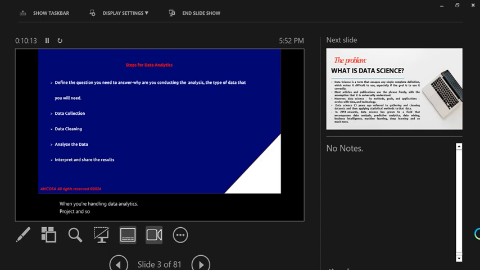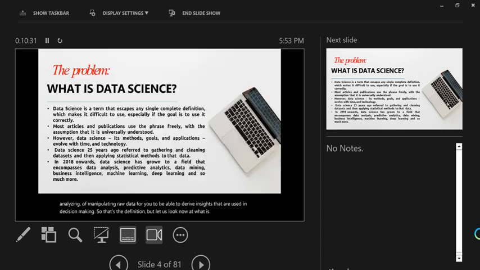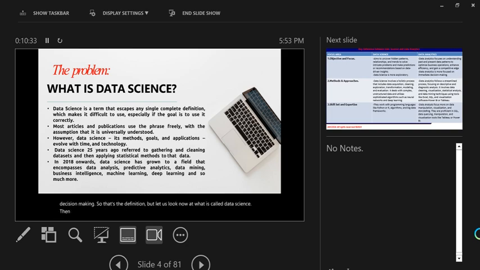So we have defined data analytics. We have said it is the process of analyzing or manipulating raw data for you to be able to derive insights that are used in decision making. So that's the definition. But let us look now at what is called data science. Then after that, we look at the definition, the differences between the two, and now how they complement each other.